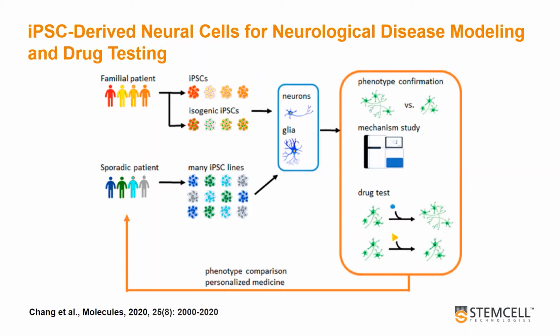As we can see in this figure, researchers can generate various types of neuron and glia from patient cells. Then they can use these cells to study the mechanisms of these diseases or carry out drug tests of neurodegenerative diseases, such as AD, PD, ALS, and many other diseases.